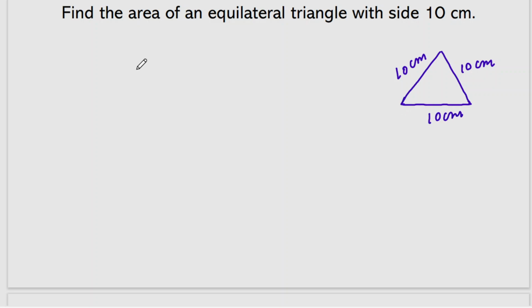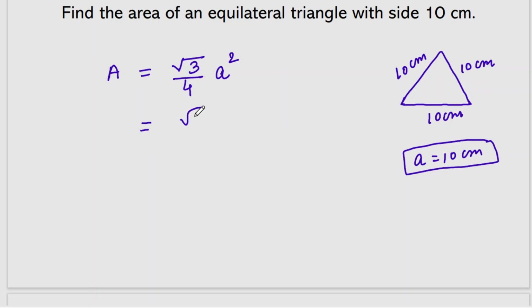So what is the formula for finding the area of an equilateral triangle? It was root 3 by 4 a square. So what is A? A is the length of the side. So what is A? A is our 10 centimeter.